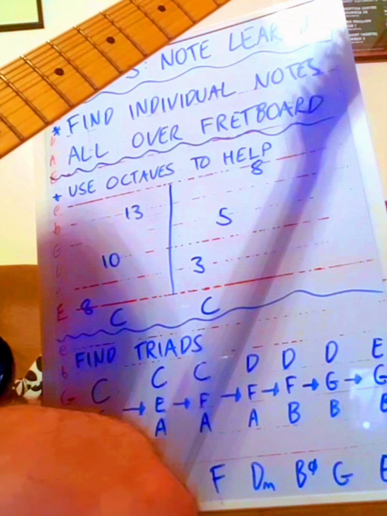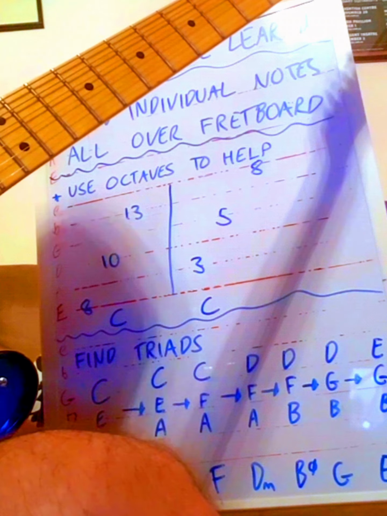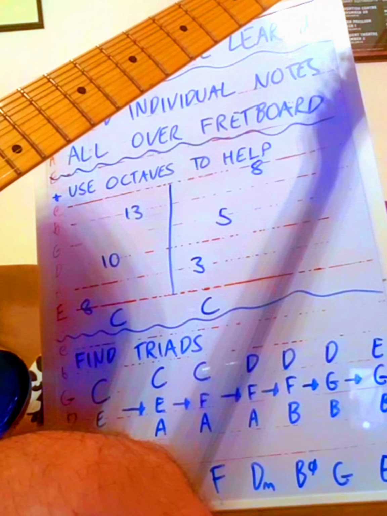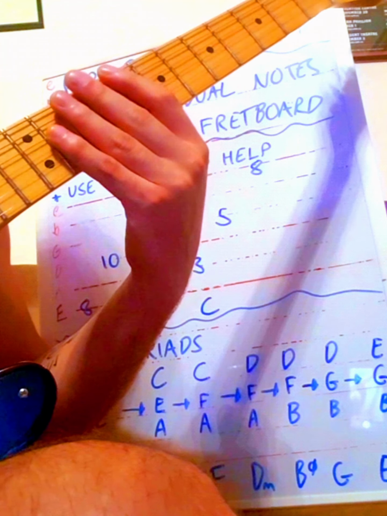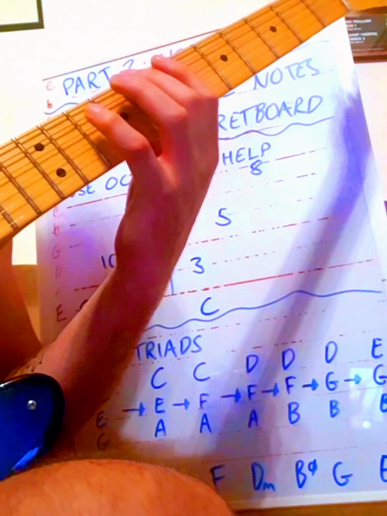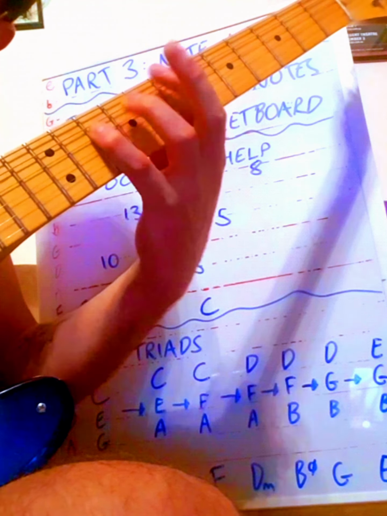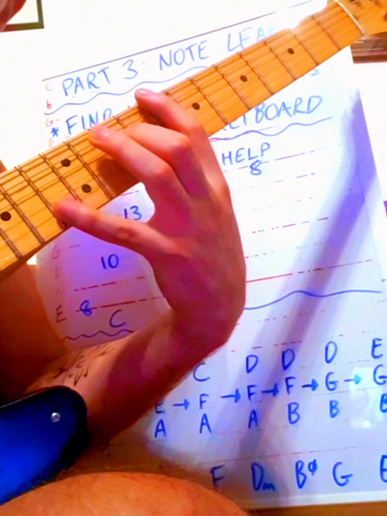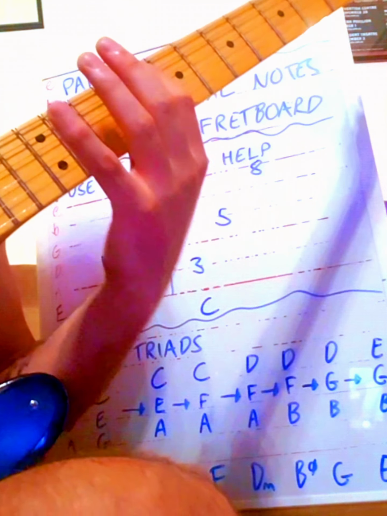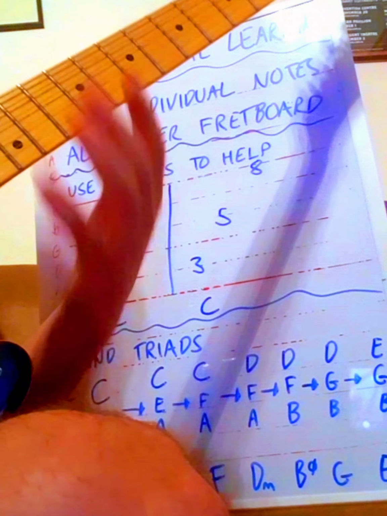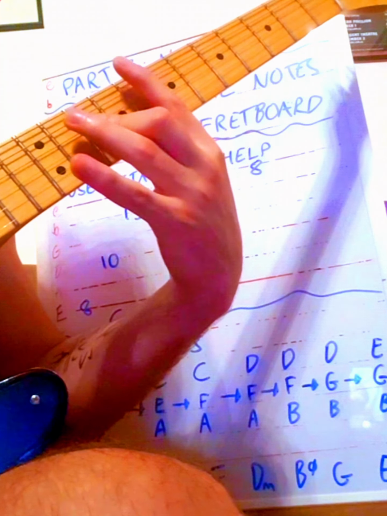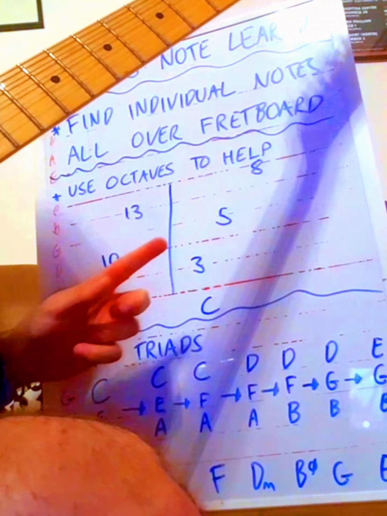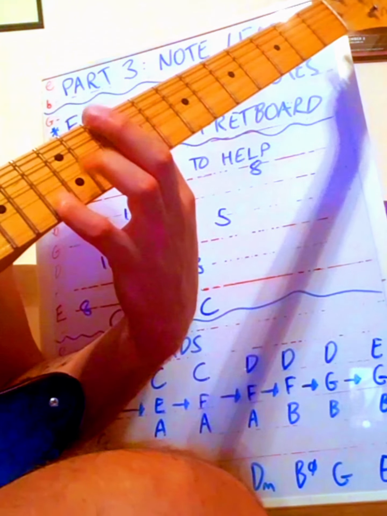So we're going to use octaves to help us memorize the C's all over the fretboard. Now an octave is the same note but 8 notes higher in the scale. It's where the note repeats again but at a higher frequency. So we've got a C there at the 8th fret, we've got another C at the 10th fret of the D string if we skip a string. We've got another C at the 13th fret of the B string.